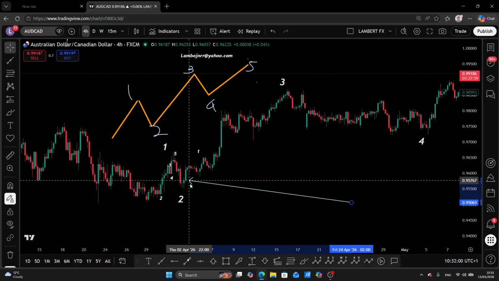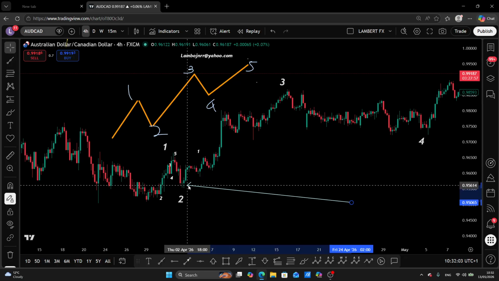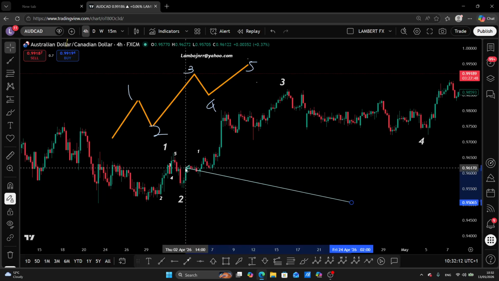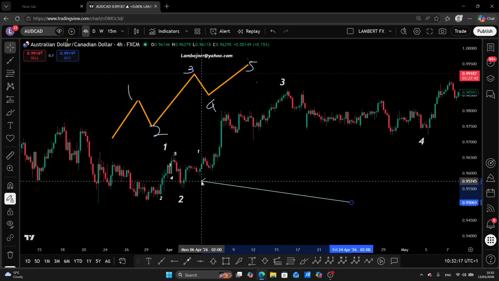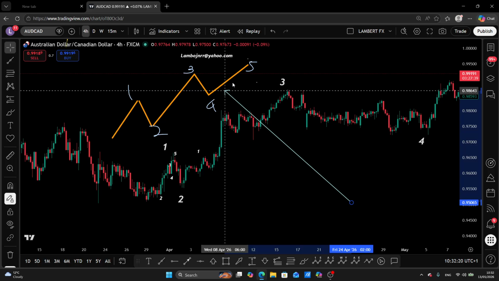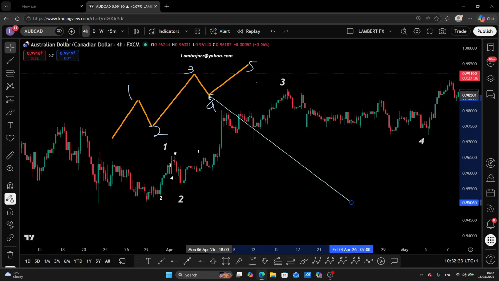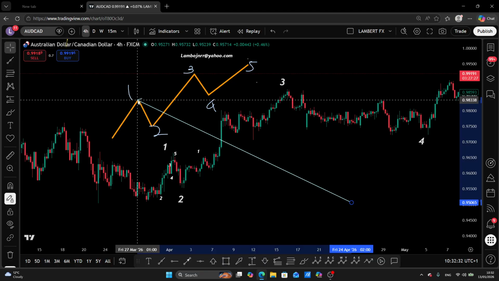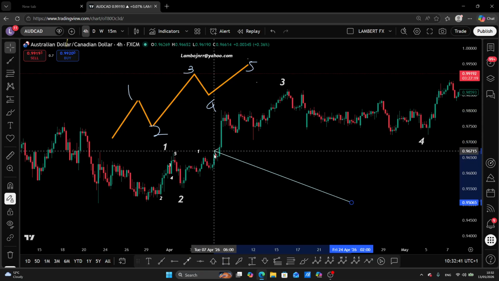So this is our 1, and the push down was our 2, and then this push up here is 3, and this push up here for 3 also must have a 5-leg up on the lower time frame. And then you have your 4 here. The rule for 4 is that this 4 must not retrace and trade where the 1 stopped. If you look at the horizontal white dotted line, you can see the 4 did not trade at the top of the 1. So that is the rule for 4.